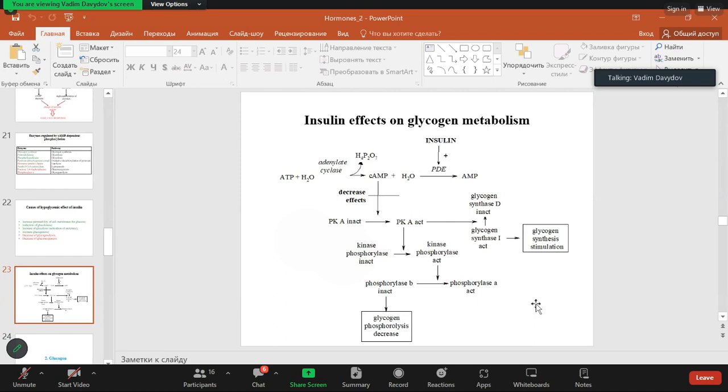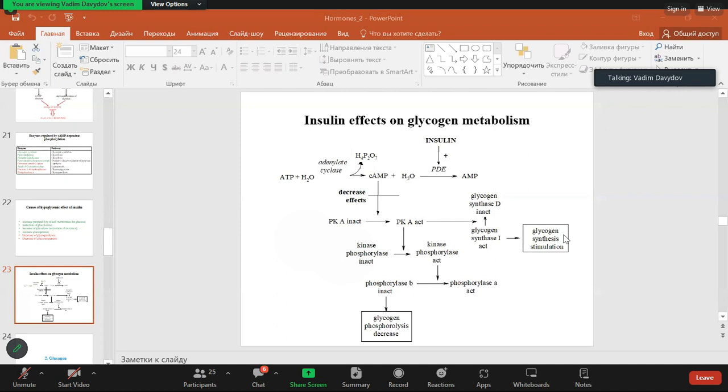Again, I want to summarize the effect of insulin on carbohydrate metabolism. My dear colleagues, when you answer that question about the effect of insulin on carbohydrate metabolism, first of all you must speak about the hypoglycemic effect of insulin. So secretion of insulin leads to a decrease in the concentration of glucose in the blood. And you must explain why insulin provides a hypoglycemic effect.